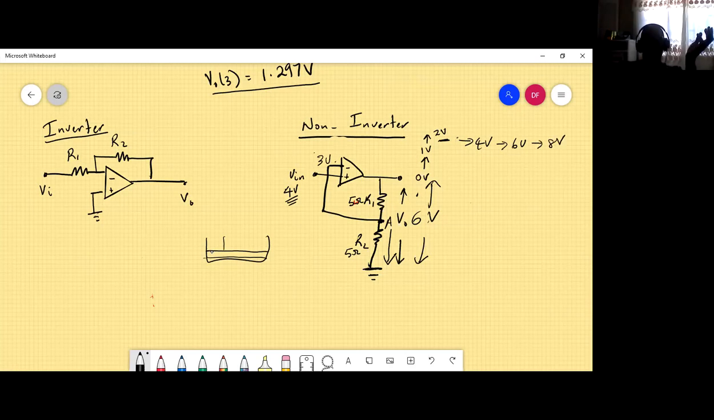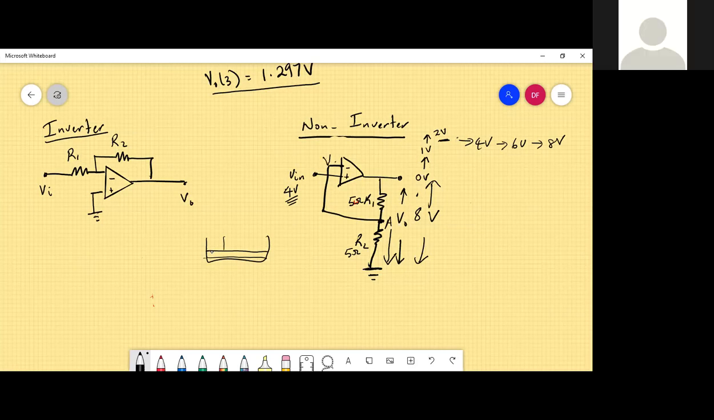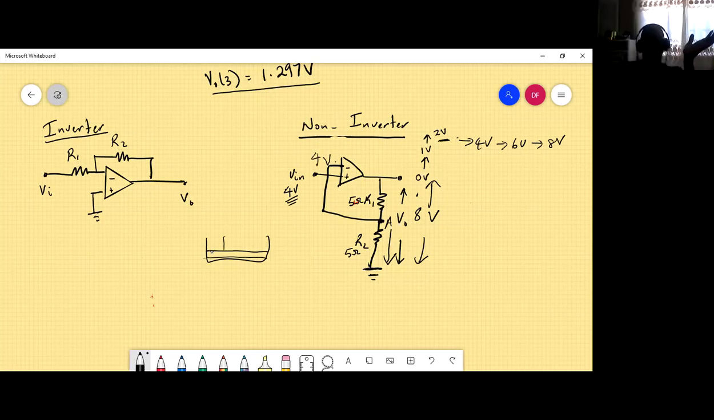Now, when I'm at 8 volts, what's the voltage at the inverting terminal going to be? 4. And 4 minus 4 is 0. So it's going to lock off at 8 volts, and that is where it's going to stay. So the amplification factor is times 2. 4 volts in and you get 8 volts out. It's going to reach 8 volts and stay.